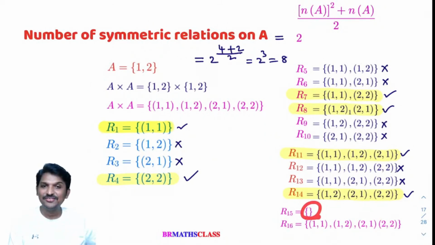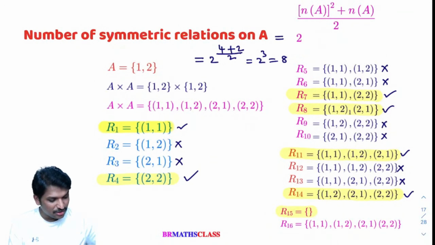Got the point? If (x, y) is present in this relation, then we will check for (y, x). In this, (x, y) is not there first of all. So here we will consider that R15 means the empty relation. This relation is known as void relation, empty relation. Last class we discussed, the empty relation is a symmetric relation. This is the key point.